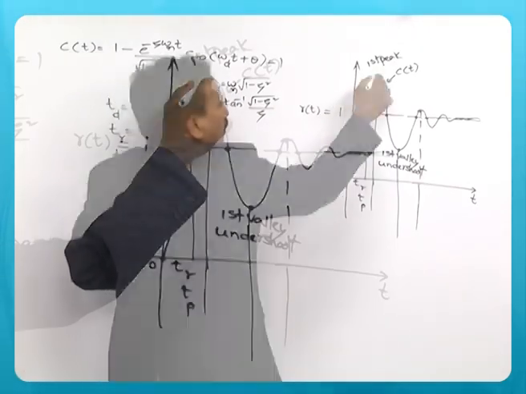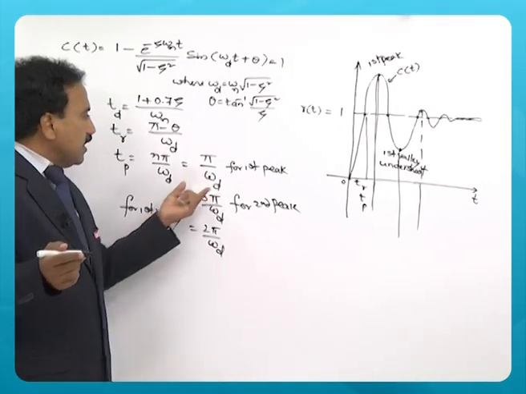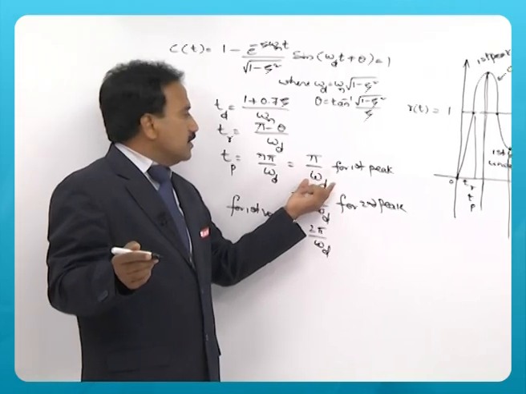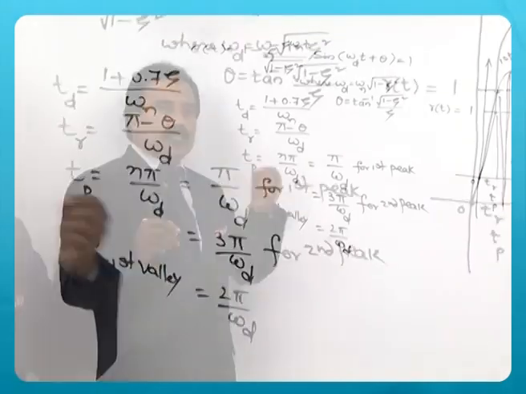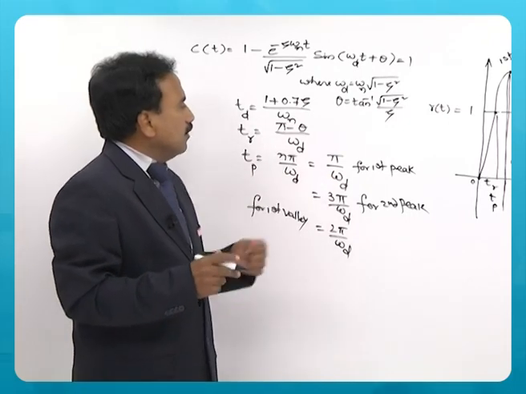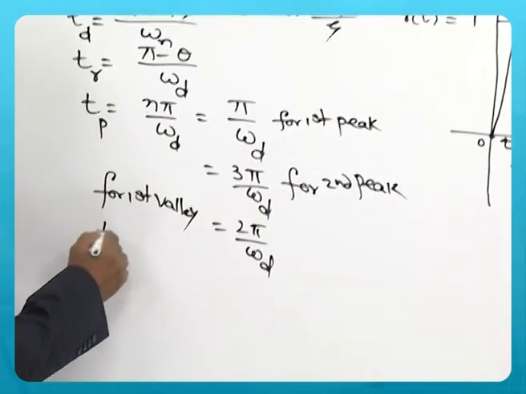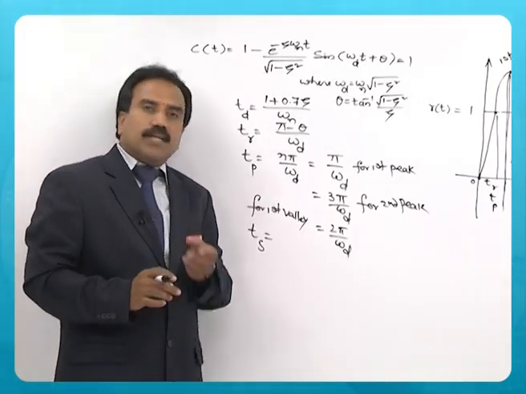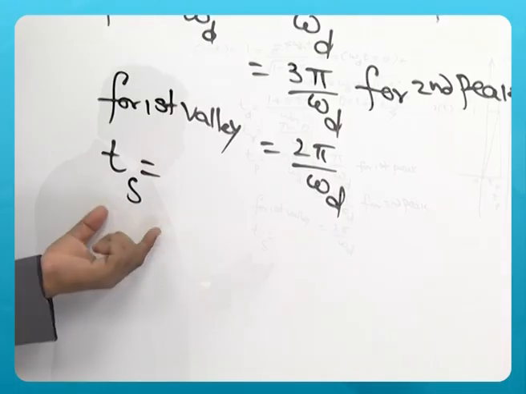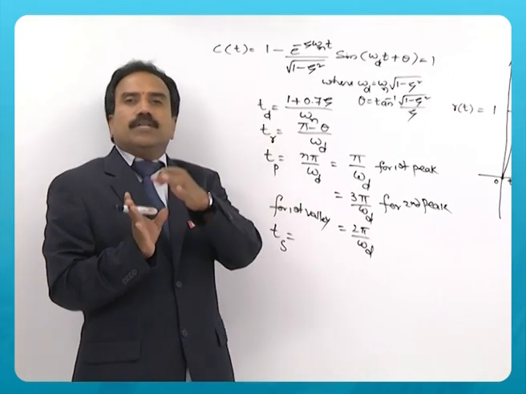Whenever we say peak time, you should understand by default it is the time required for the response to reach the first peak, that is given by pi by omega d. And settling time. Now how to get the settling time? Settling time is the time required for the response to reach and stay within the limits.